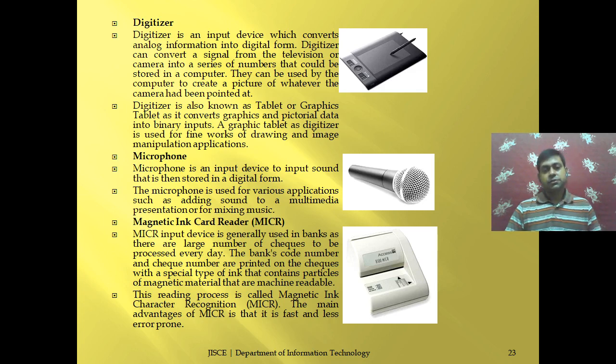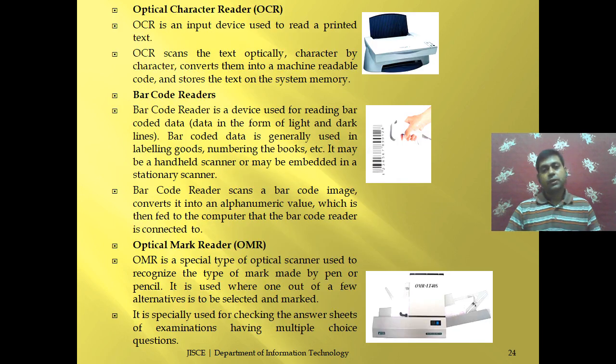And then digitizer, microphone, and magnetic ink. You all know all these things. MICR here is basically magnetic ink character recognition. The main advantage of MICR is that it is fast and less error prone. Okay. Then coming to the optical character reader, OCR, an input device used to read printed text.